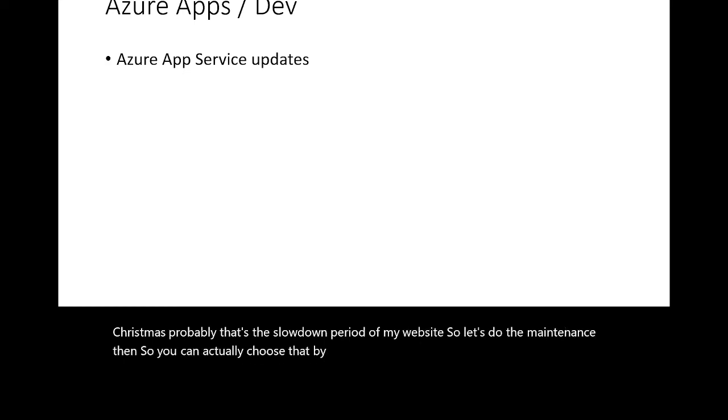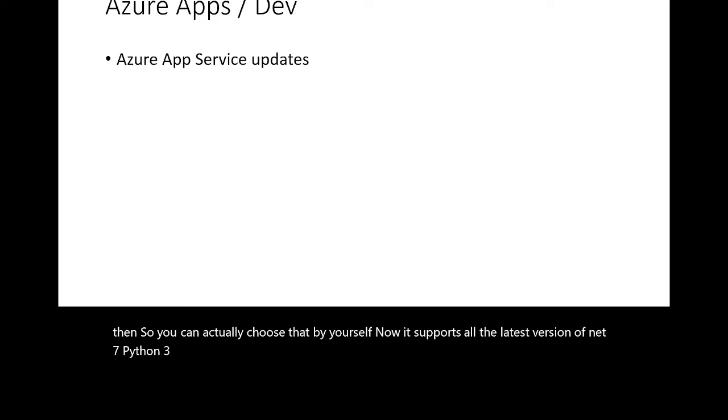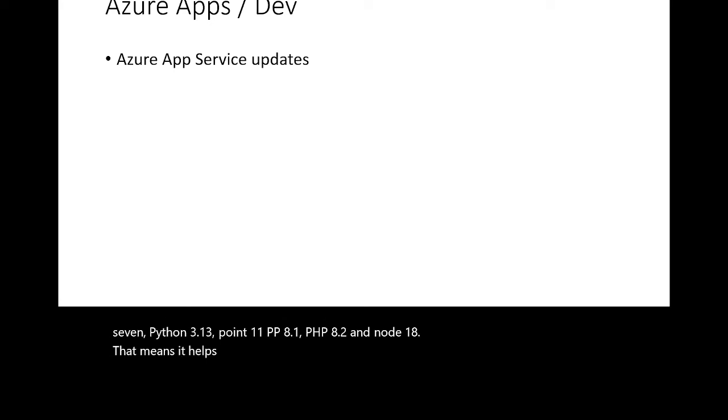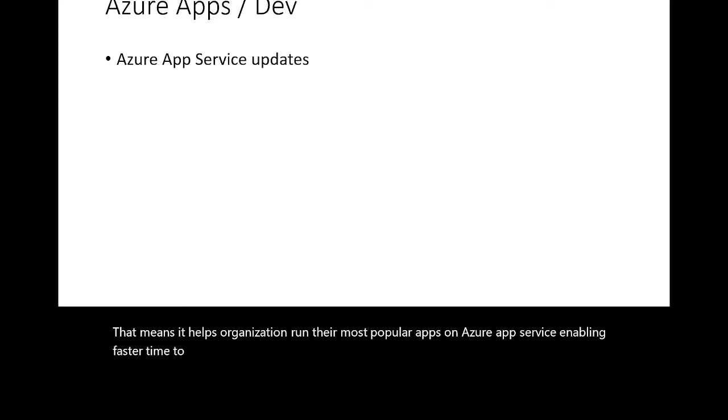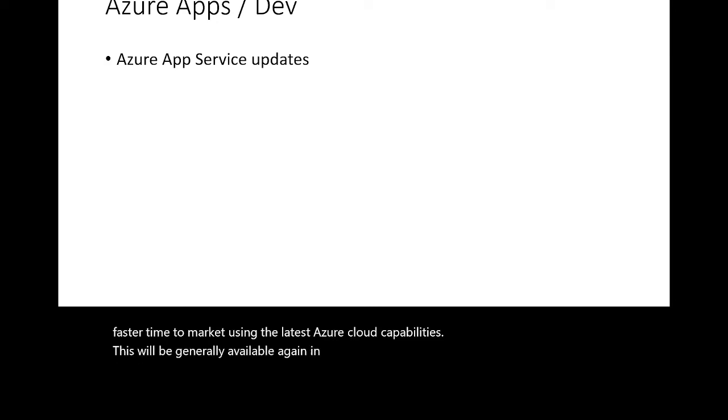Now it supports all the latest versions of .NET 7, Python 3.10, 3.11, PHP 8.1, PHP 8.2, and Node 18. That means it helps organizations run their most popular apps on Azure App Service, enabling faster time to market using the latest Azure cloud capabilities. This will be generally available again in the month of November.